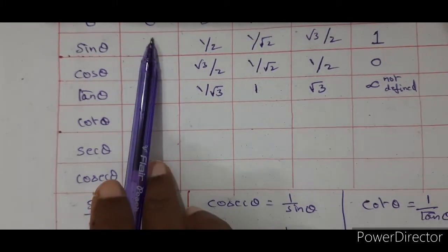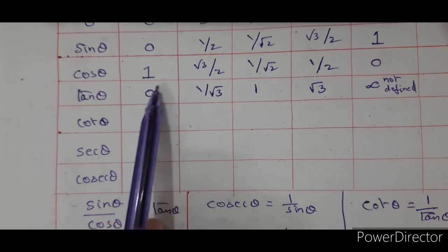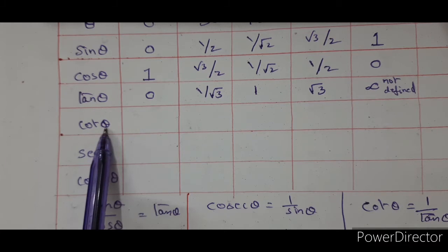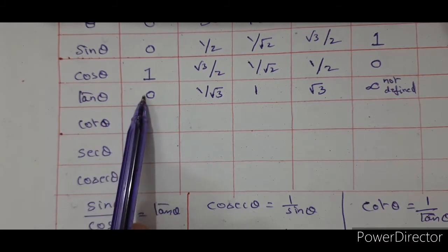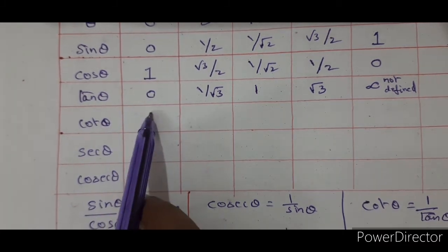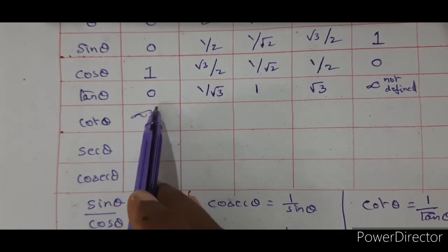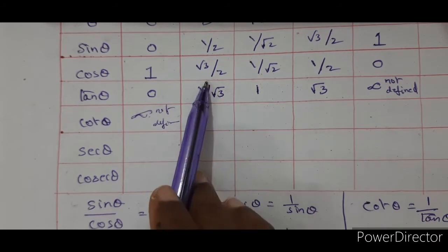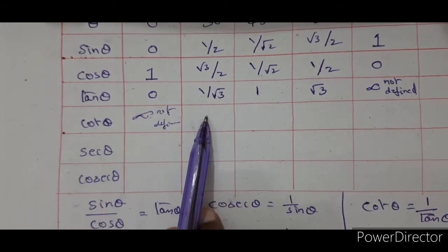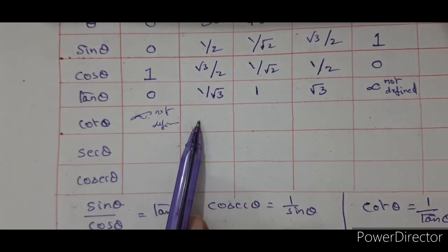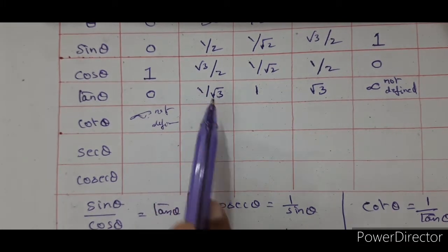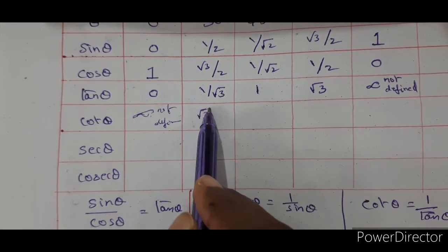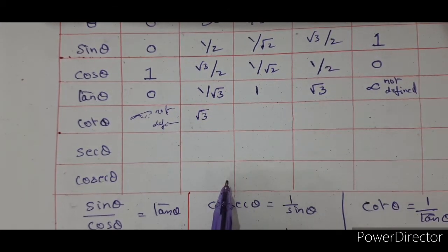Sine 0 we know, cos 0 we know, tan 0 we know. Now let us find cot 0. Cot 0 is 1 by tan 0, 1 by 0. Something by 0 is infinity, or rather what we say, not defined. Now cot 30 degrees is 1 by tan 30. Tan 30 is 1 by root 3, the reciprocal of the reciprocal, you will be getting root 3 here.